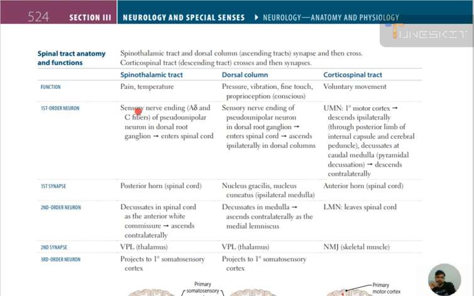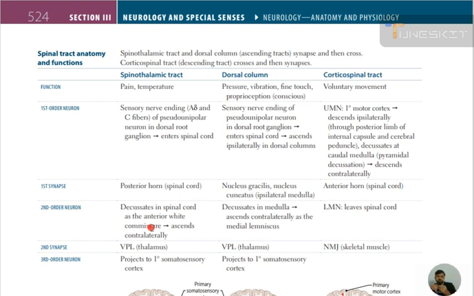First order neuron: these are the sensory nerve endings. These are A delta and C fibers of the pseudo-unipolar neuron in the dorsal root ganglion. These enter the spinal cord. These are the first order neurons. The first synapse will form in the posterior horn at the level of the spinal cord, and the second order neuron will decussate in the spinal cord at the anterior white commissure, ascending contralaterally. So we can see here these fibers first synapse at the level of the spinal cord, then decussate and go anteriorly on the contralateral side.